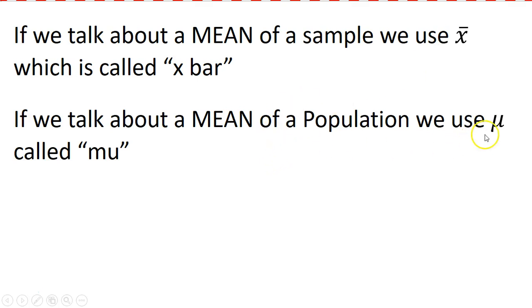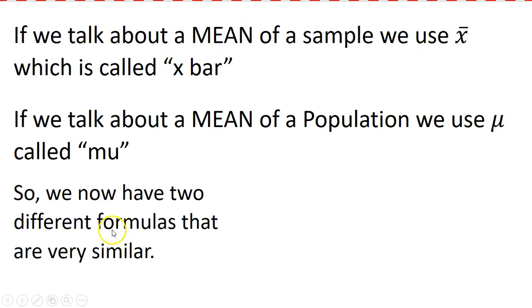If we're talking about a mean of a population, we use mu. That's what it's pronounced as, mu. It's the Greek symbol. Some people combine the two, and when they're talking about a sample, they'll always say mu for a mean, but then they'll put a little sub x with a line there, depending on which book you're looking at. That is called x bar, by the way.